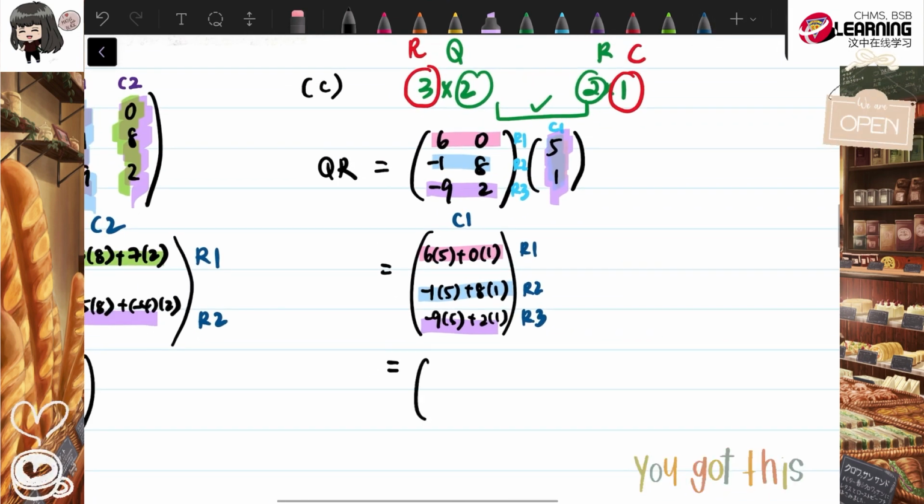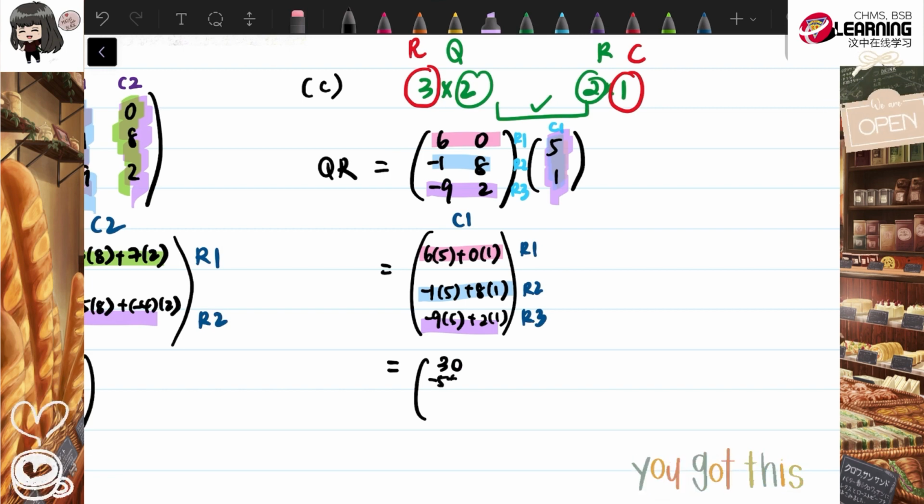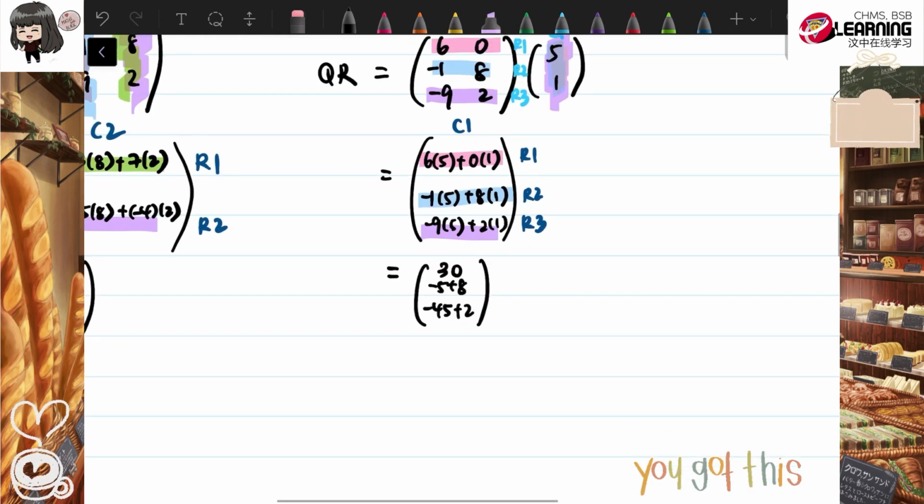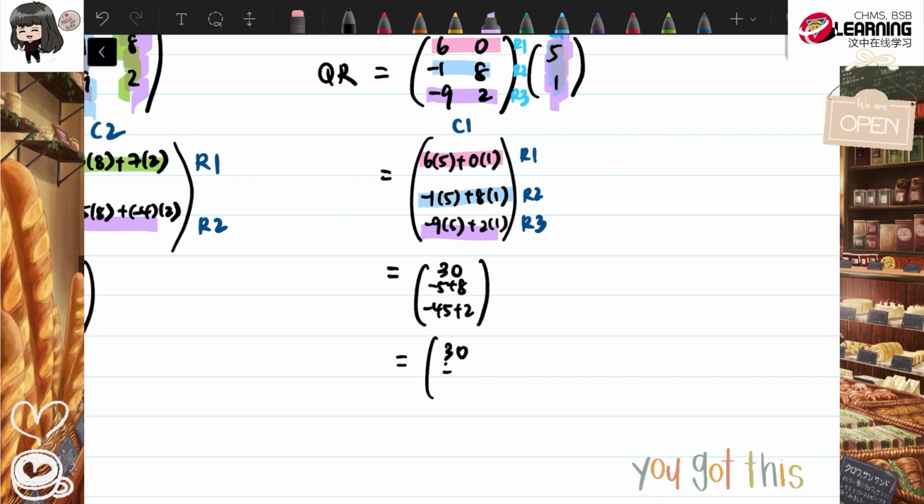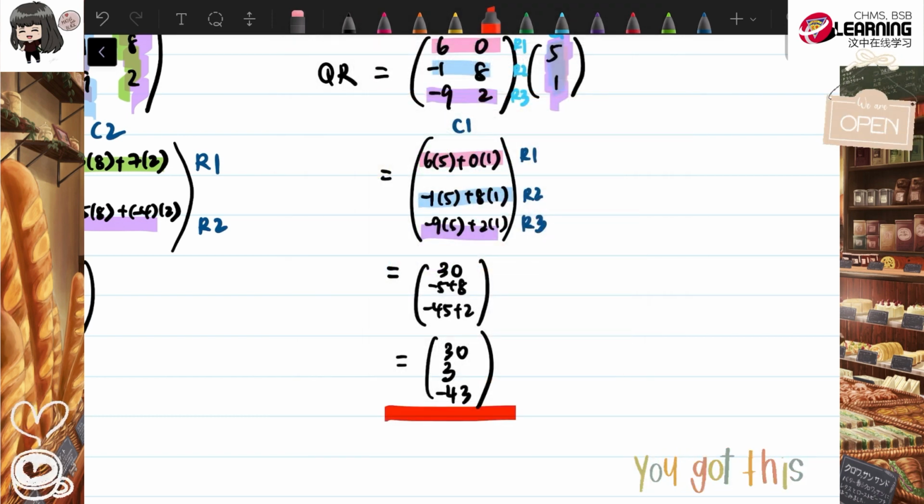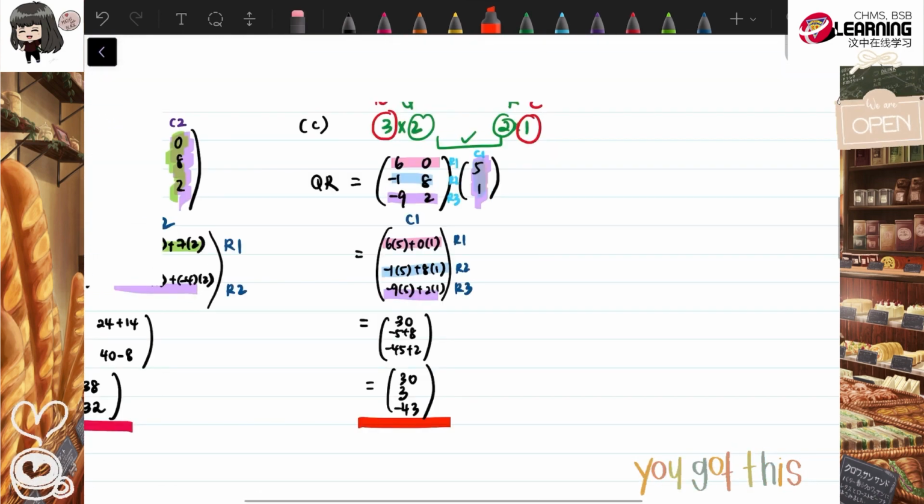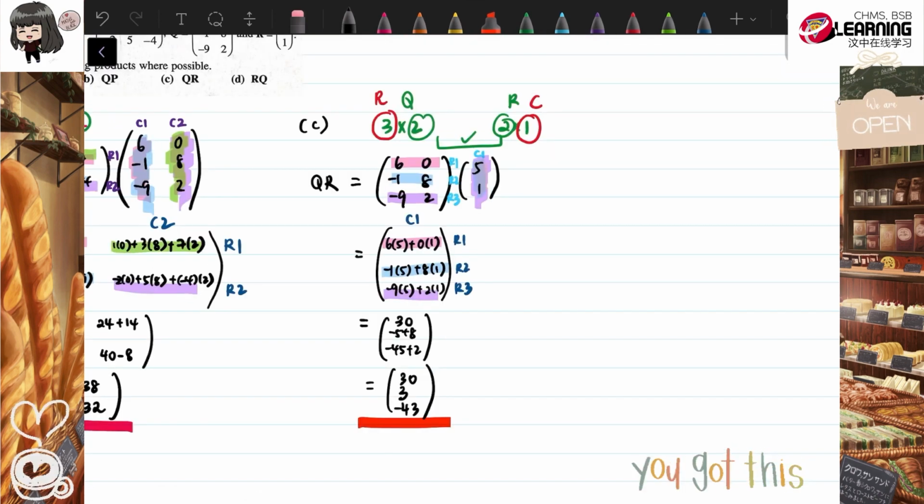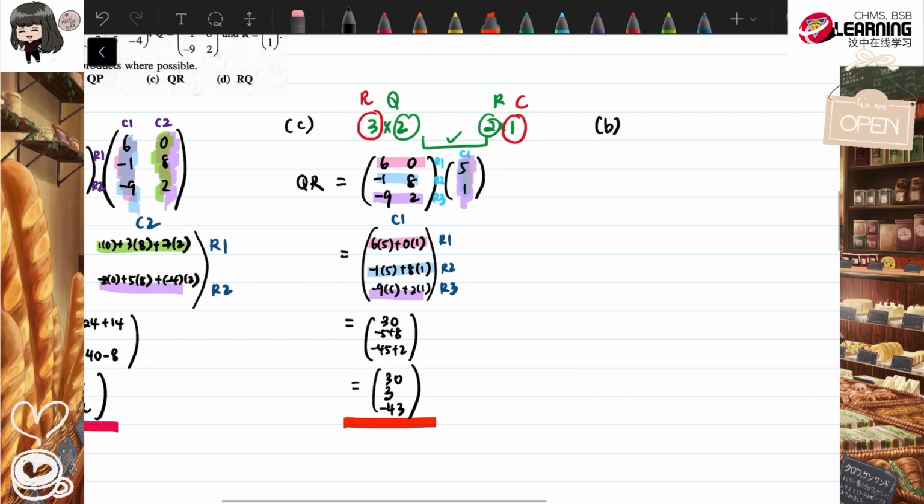So this one will be 30, and then this one is negative 5 plus 8, which is 3, and negative 45 plus 2, which is negative 43. So your final answer will be 30, 3, and negative 43. That's for QR. Okay, let's go back to part B. I missed out the B.